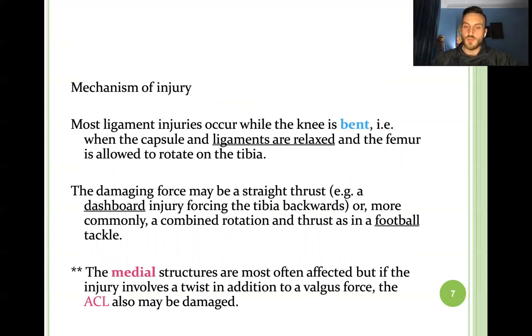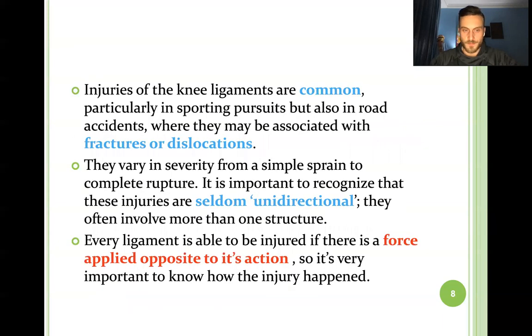Usually, as you know, dashboard injuries, football, soccer players, sometimes you have rotation with bending. It will cause more ligament injury: ACL, medial and lateral collateral ligaments, and so on. The knee injury is very common, and every one of you, for sure, has heard that someone has got an ACL injury. For example, a lot of players, like Ronaldo, the Brazilian player, had ACL injury three times. So you might get a fracture or dislocation, or you might get only ligamentous injury.